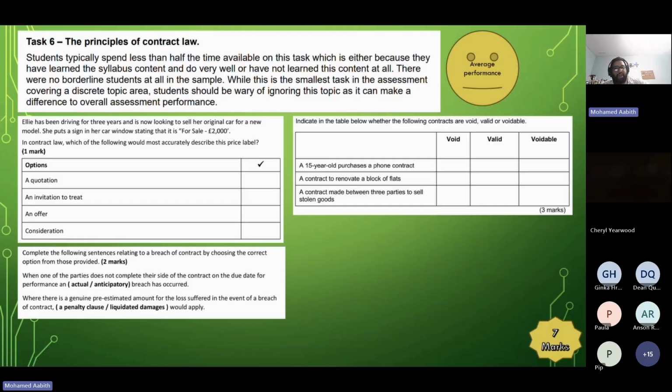Let's look at the next one. A contract to renovate a block of flats. It's fairly straightforward, it is a valid contract. But then look at the third one.